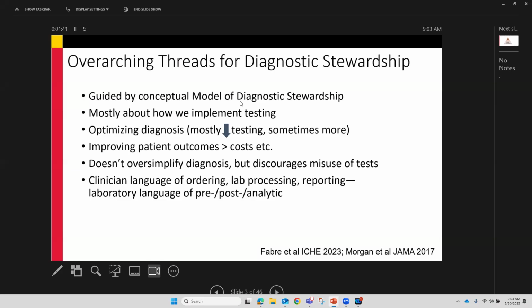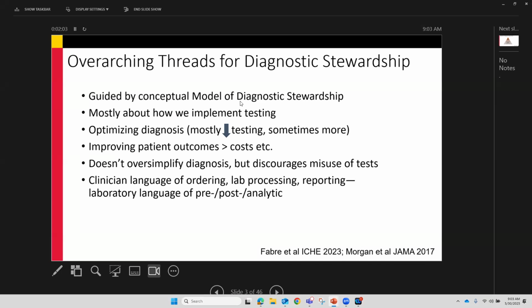And I'd like to emphasize this isn't about oversimplifying diagnosis. I think there's a lot of testing that's not done ideally because we don't think about it too much. But there's a lot of nuance to diagnosis and testing too. So it's not like we want to get rid of the nuance or have people not think about that, but just to try to lessen the poor use of tests.